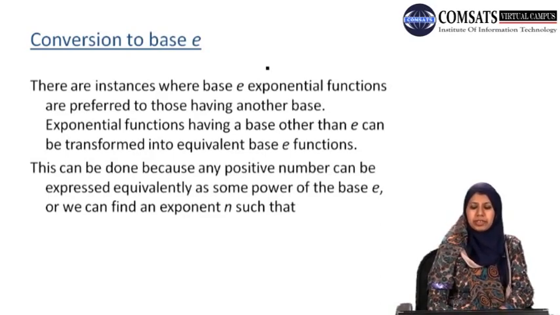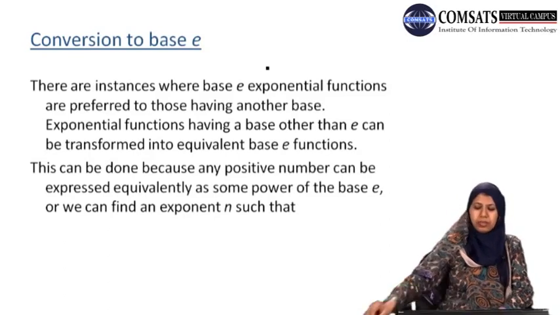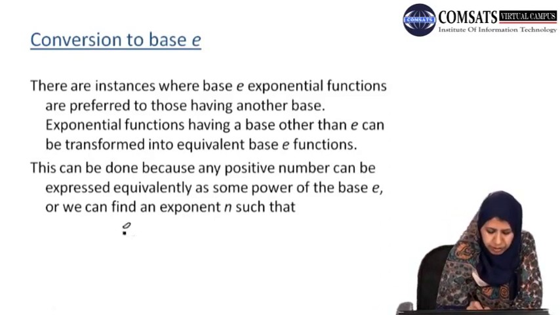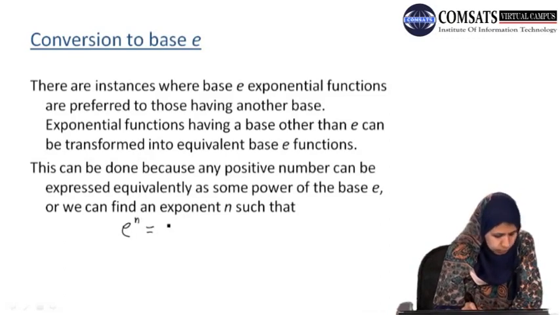Exponential functions having a base other than e can be transformed into equivalent base e functions. And this can be done because any positive number can be expressed equivalently as some power of the base e, or we can find an exponent n such that e to the power n is equal to b, where b is positive.